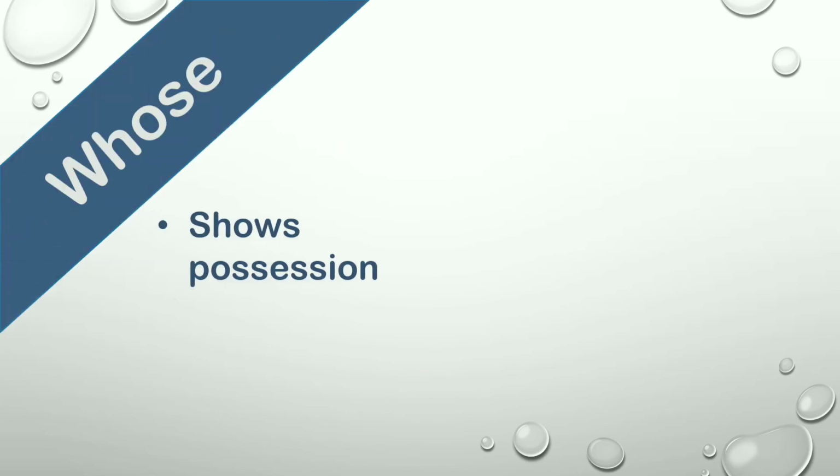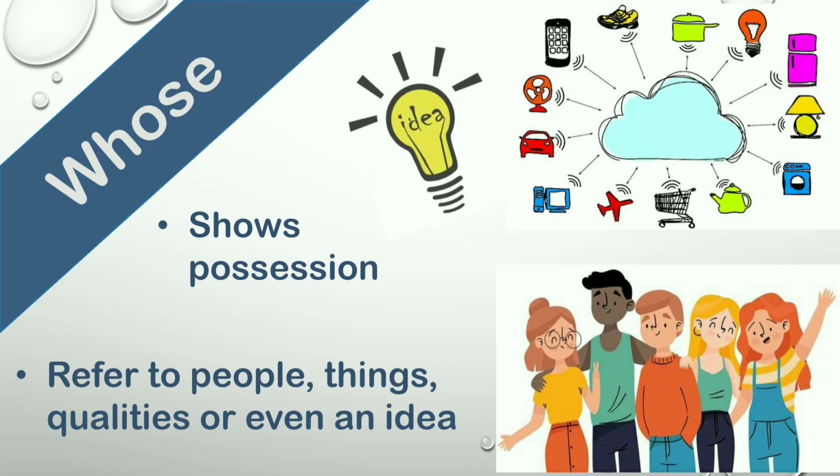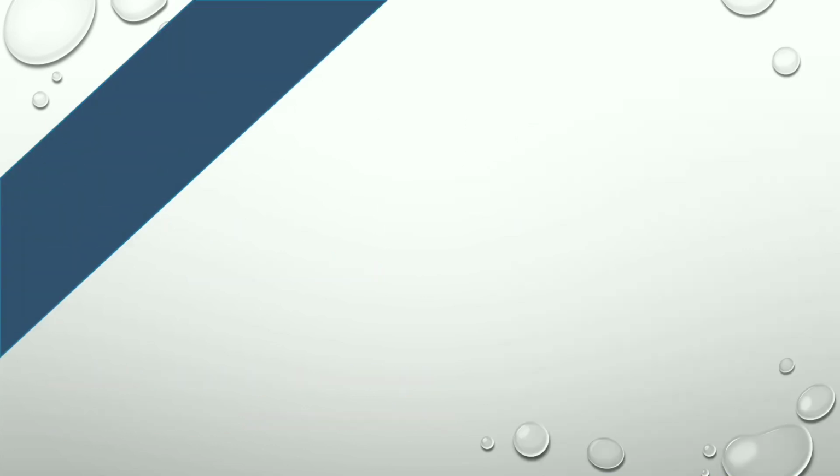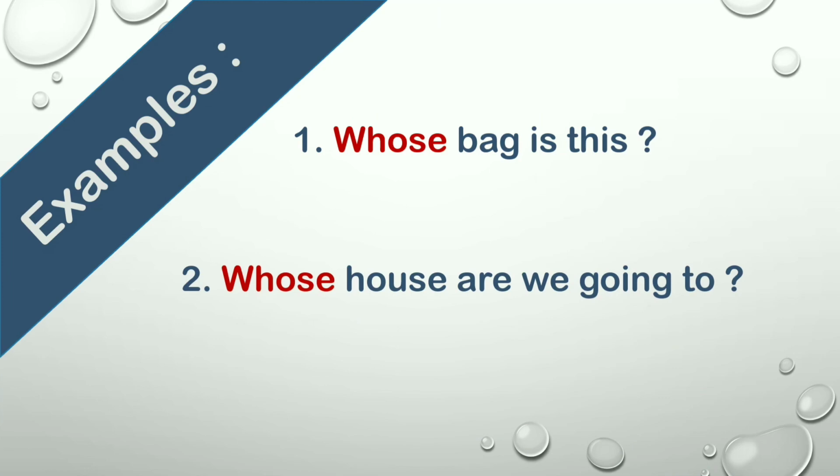Now the last one is whose. Well, whose shows possession, meaning something that is owned, and it refers to people, things, quality and ideas. For example, whose bag is this? Whose house are we going to? So these are the relative pronouns that come after a noun.